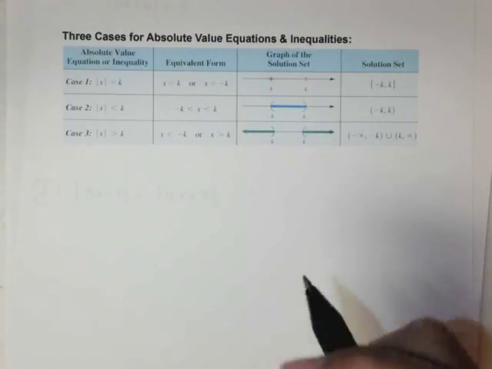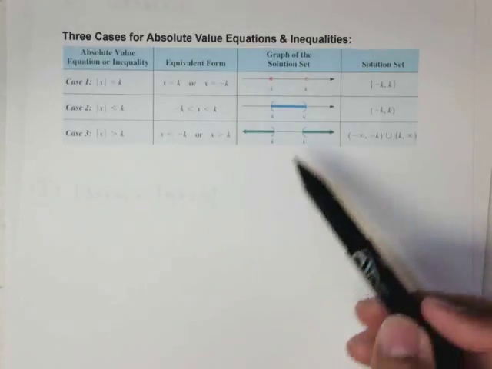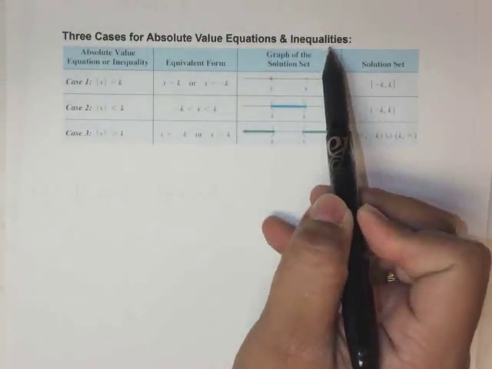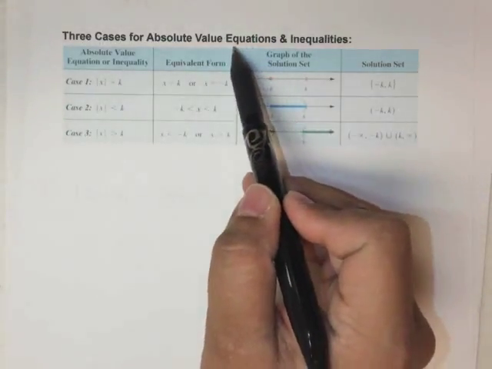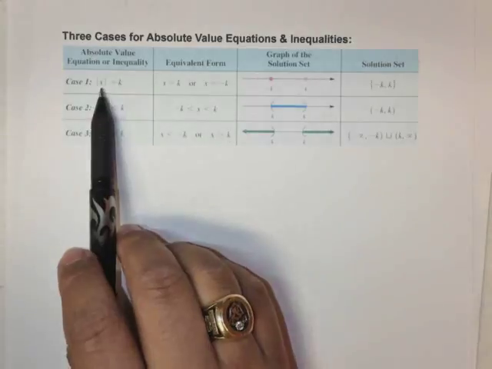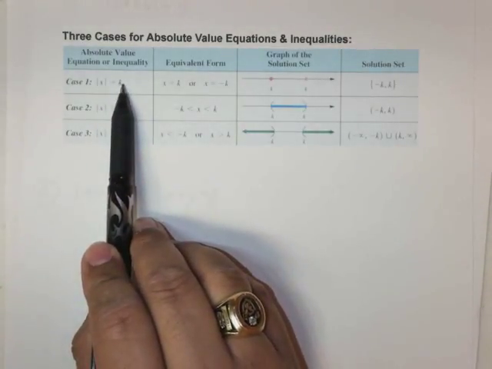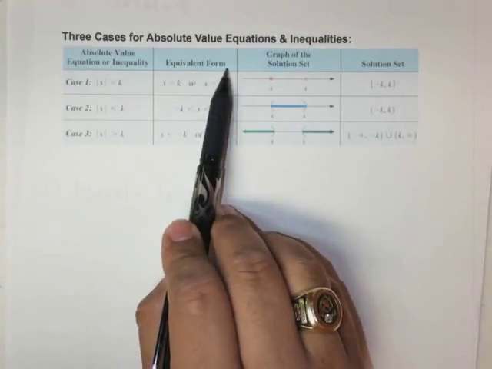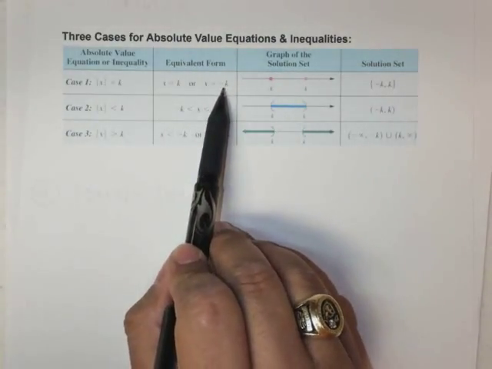Okay, so we're going to be talking about absolute value equations right now. Essentially, when you're talking about absolute value equations and inequalities, there are three cases to consider. But since we're only talking about equations, we're only going to consider case one here. This is where the absolute value of x equals some number k. The equivalent form, as they say here, is that x must equal k or x must equal negative k.